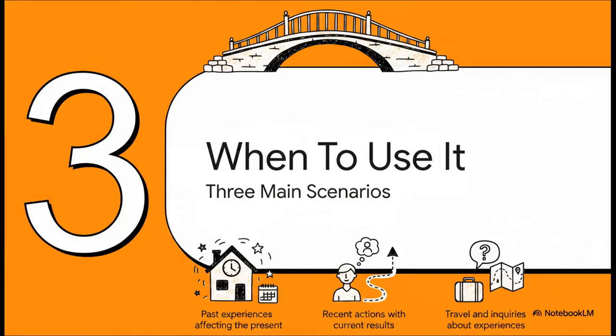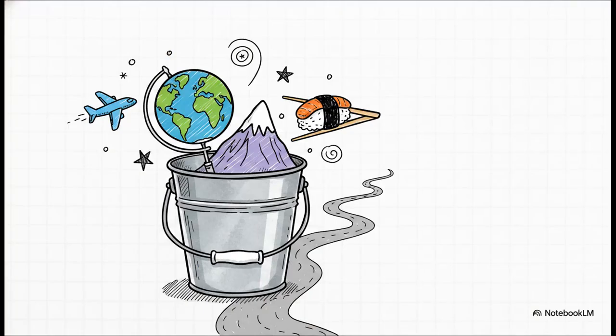Which brings us to Section 3, When to Use It. All right, let's talk about the real world. The first major scenario is life experiences. Think of this as your personal bucket list. We use the present perfect to talk about things you've done in your entire life, right up to this very second. The absolutely crucial keywords to listen for are ever, never, and before.